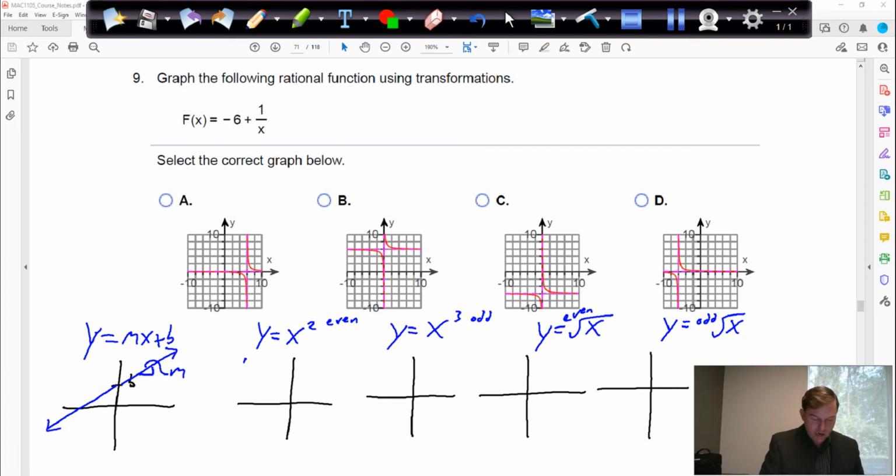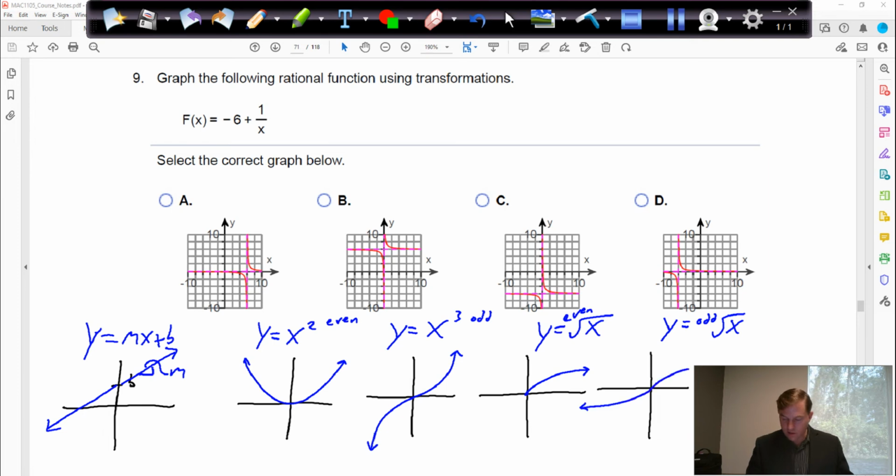X squared, or any even power, will look like this, a bowl. X to the third, or any odd power, x3, x5, x7, will look like a snake. Kind of slithers down here to the minus and slithers up here to the positive. Any even powered radical will start at 0 and then flatten out very quickly going to the right. And any odd root of x will be kind of a snake that goes real flat like this and then to the right and flatten out.